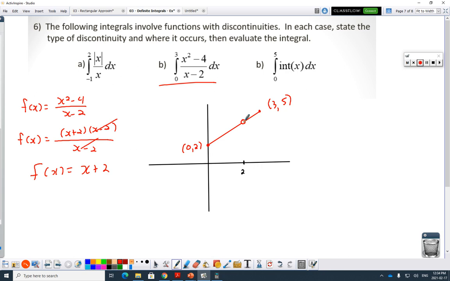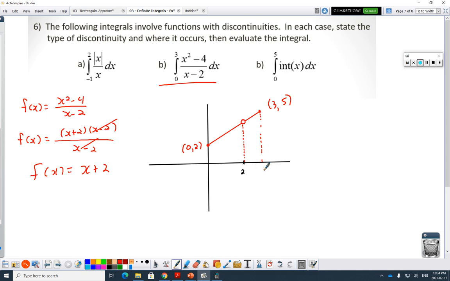The good news is that doesn't stop me from finding the area under it. A hole is not really a problem in finding the area. That is, what I'm going to do is I'm just going to find the area of that piece and add it to the area of this piece, which if you look at it, it's the same as finding the area of the whole piece. It's not really a problem at all.